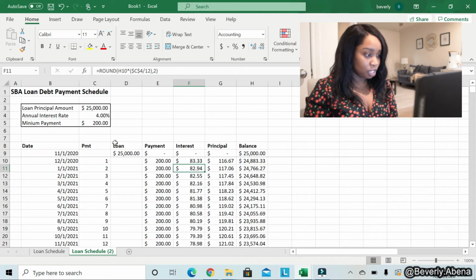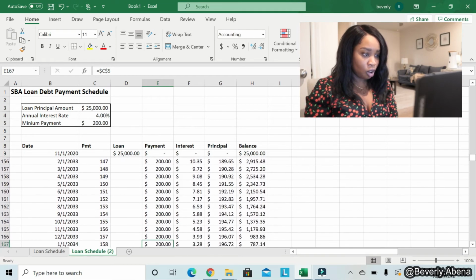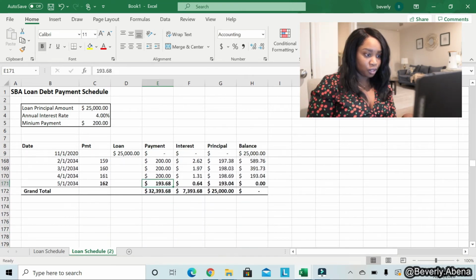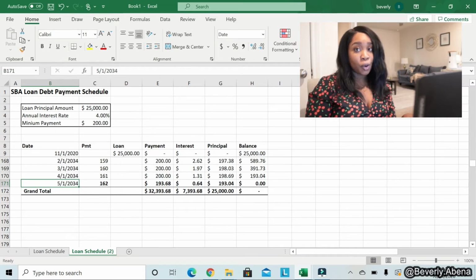So we're gonna go down, it's 2021, we're still going down 2022. Let's continue to go down and see how paying this minimum payment is gonna end you up. Look, it's 2030, we still got $8,000, $7,000 left on this loan. And we're gonna scroll all the way down to the very end when we finally pay off the balance. But look, when we finally pay off the balance, it would be May 1st of 2034. That would be 14 years later that we would pay off this loan with the way the agreement is set up with the Small Business Act.